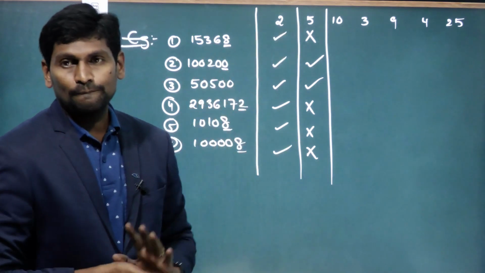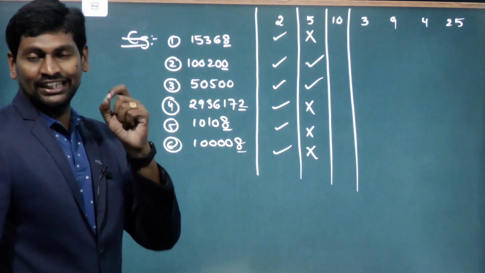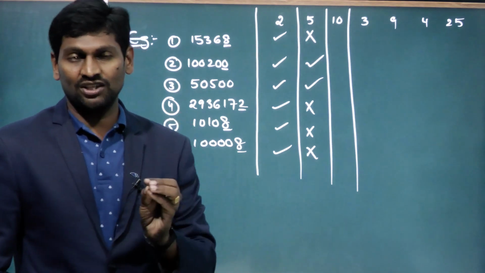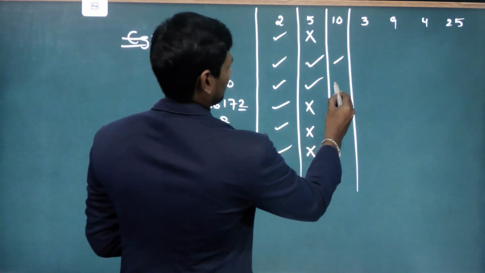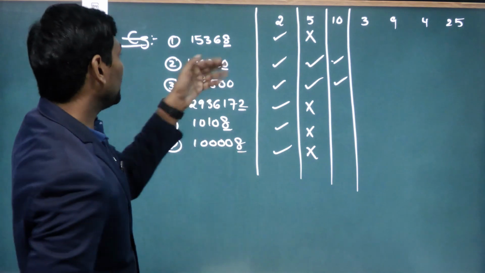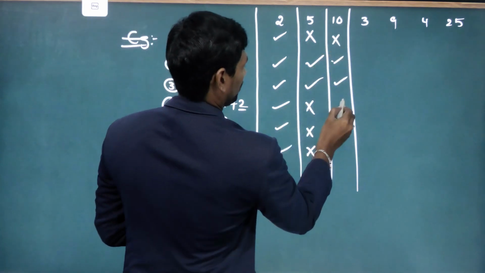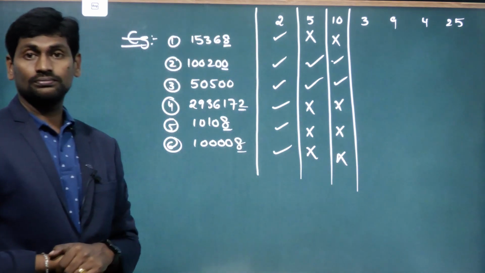Let us check for 10. What is the rule for 10? The last digit must be 0, nothing else. Only 0. That means the second and third numbers are exactly divisible by 10, but the remaining numbers are not divisible by 10 because they are not ending with the digit 0. Clear?